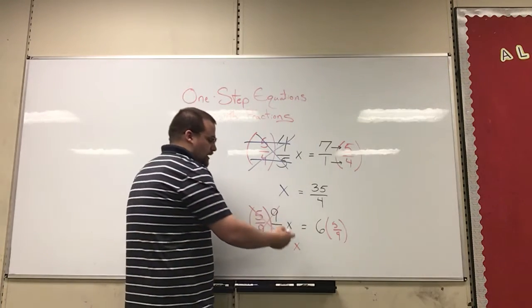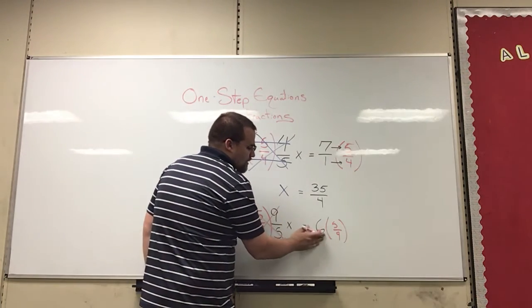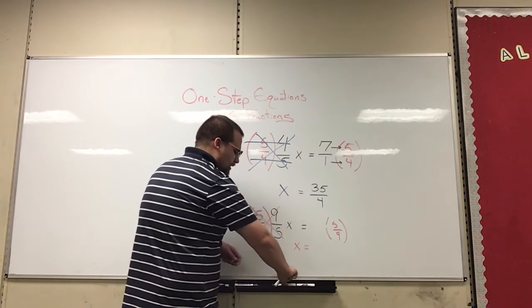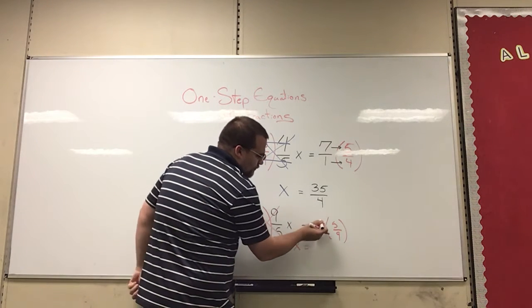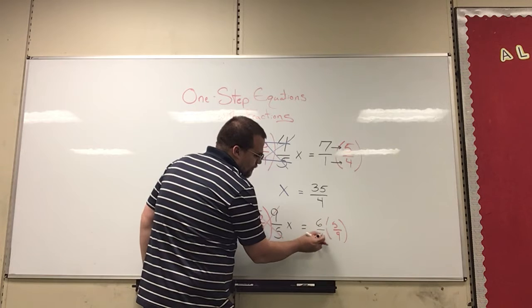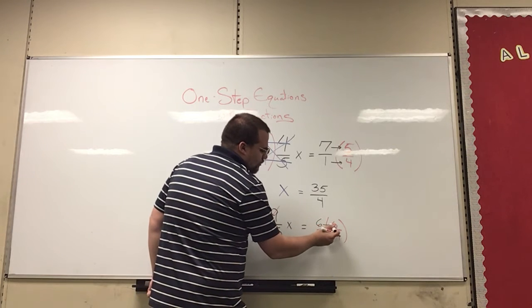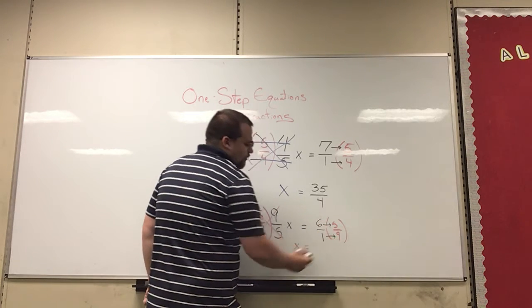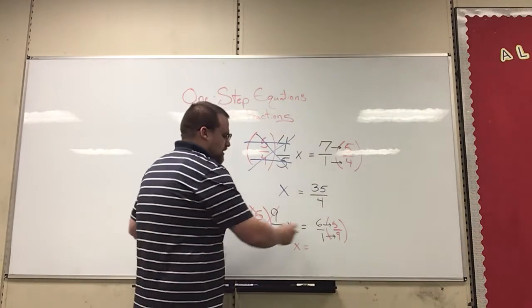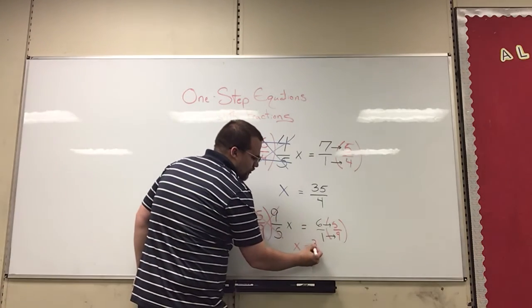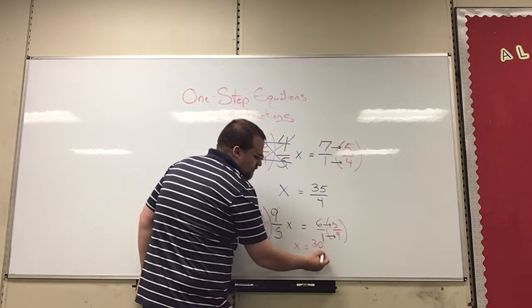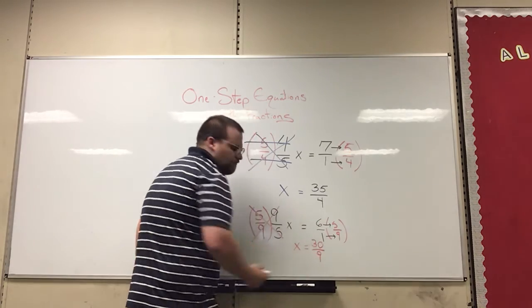Now on the other side, we want to write our 6 as a fraction. So I'm going to write it as 6 over 1. And then I multiply straight across the top, straight across the bottom. 6 times 5 is 30. 1 times 9 is 9.